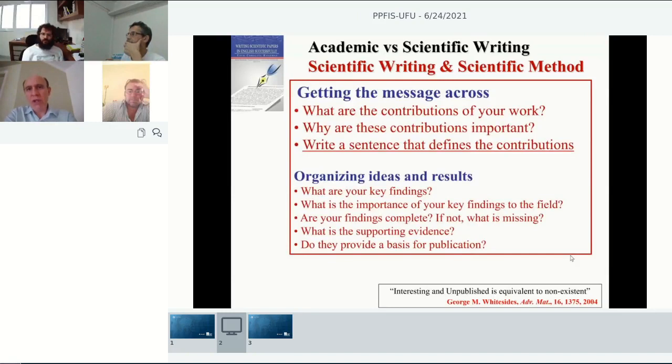So you need to have a defining sentence which shows all of your contributions. For those of you who may say that I'm writing a paper or a thesis which took me months or years to complete, and it has a lot of data, a lot of results, how can I write the main contribution in one single sentence?